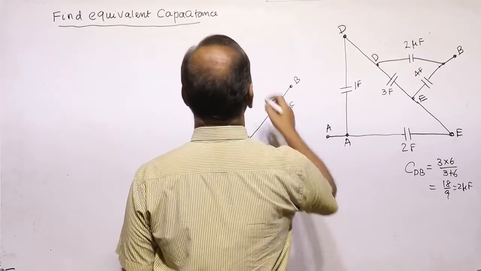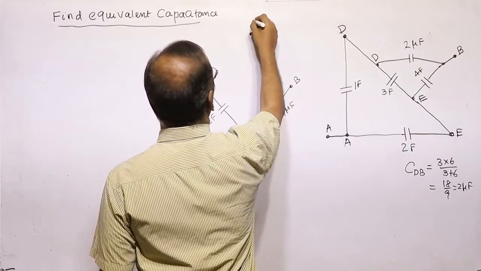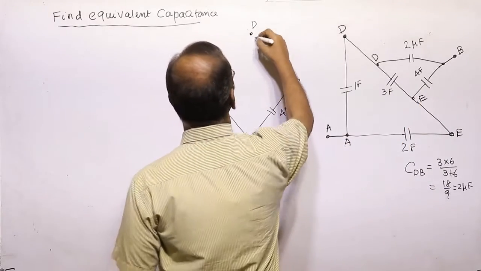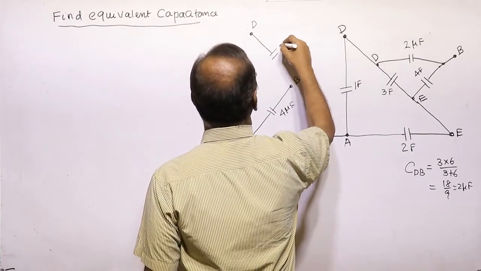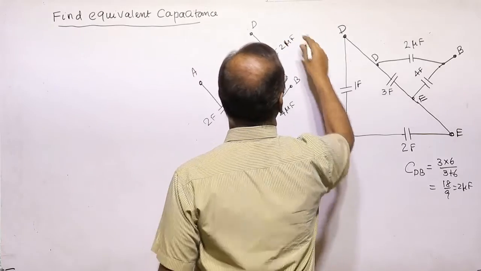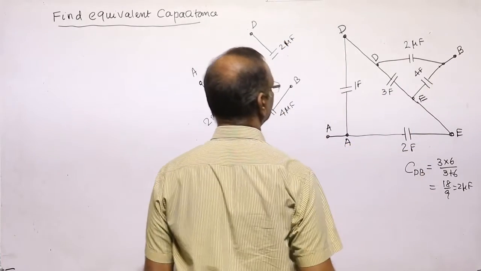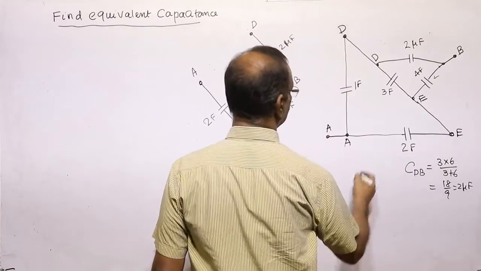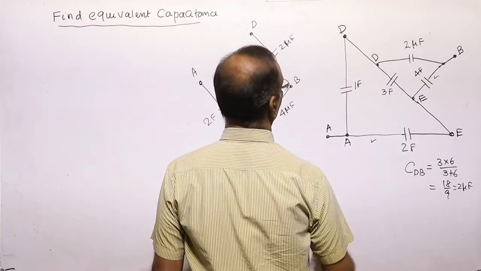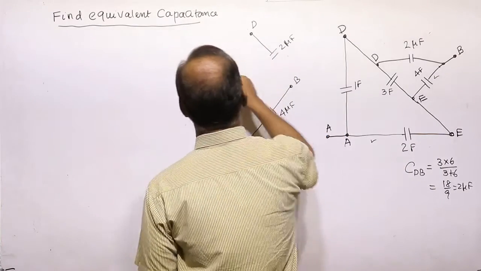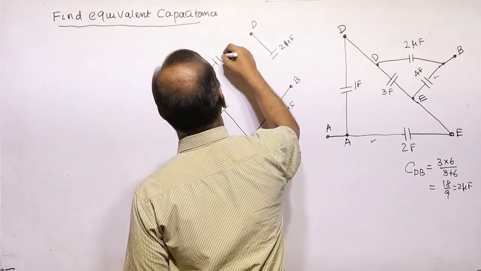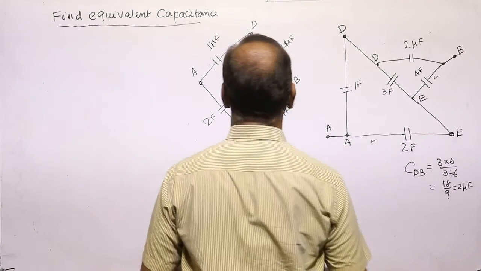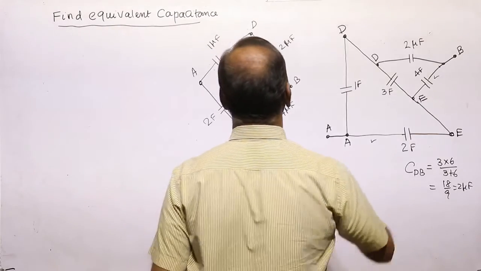D to B is 2 microfarad, because D to B is 2 microfarad. Then E to B we have written, and A to E we have written, and A to D. What is A to D? A to D is 1 microfarad. Now let us see, the bridge is complete now.